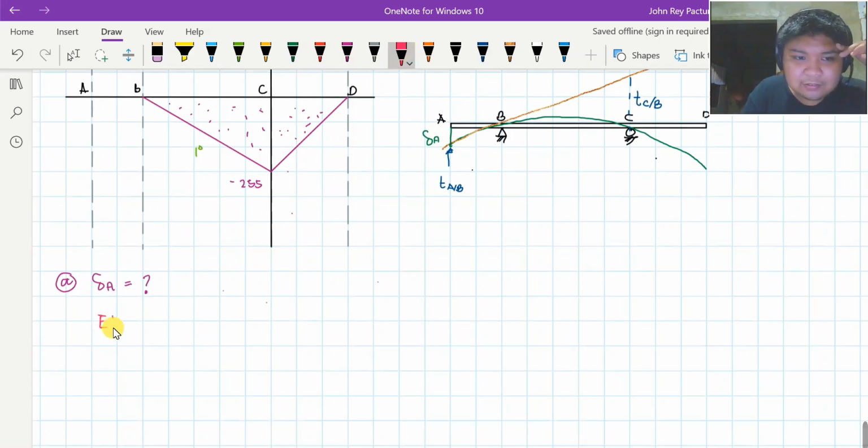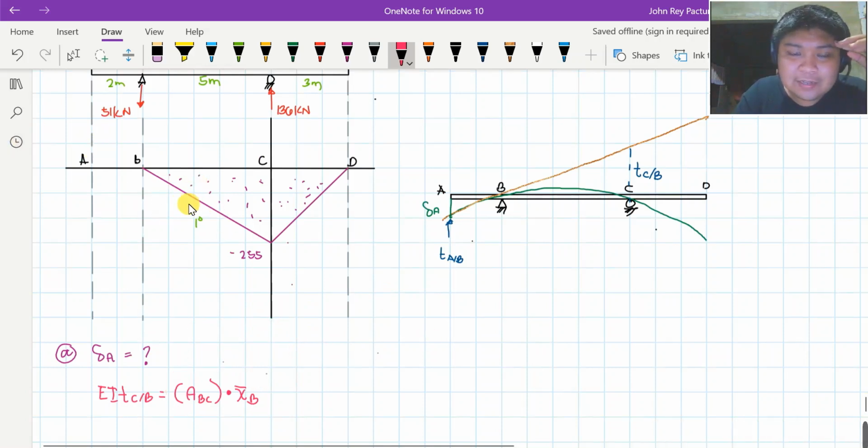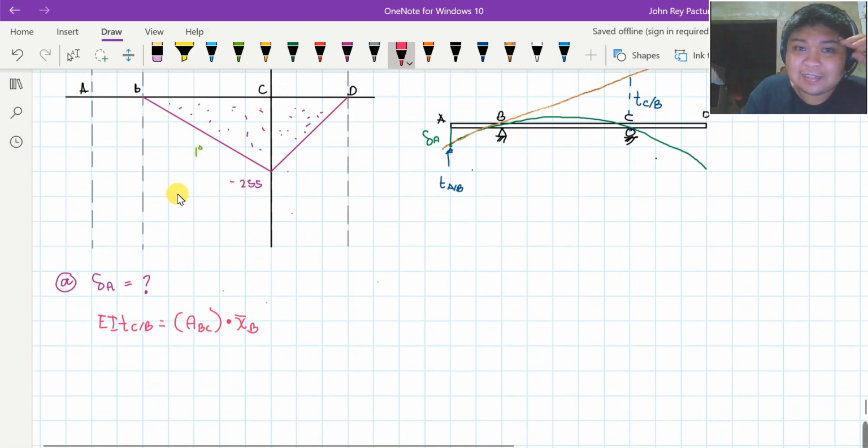So, madali naman to dahil basic lang naman yung mga areas natin. So, yung una is yung EI, deviation of C with respect to the slope at B. So, ang formula niya ay area between B and C lang. Syempre, multiply natin siya class ng centroid with respect sa point B. So, kung titingnan natin tong moment diagram by parts, itong triangle lang na ito class ang i-consider natin.